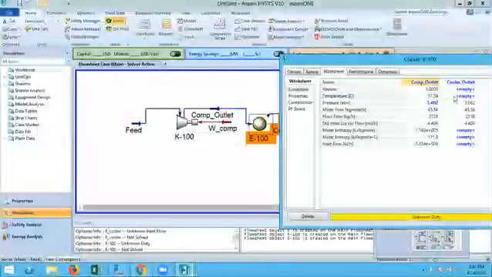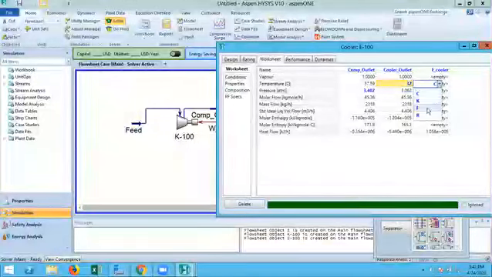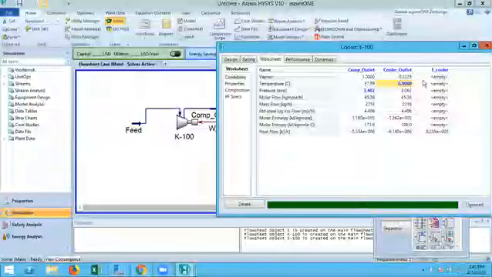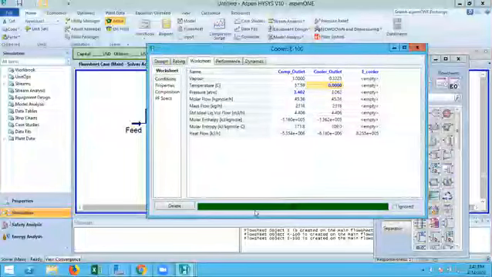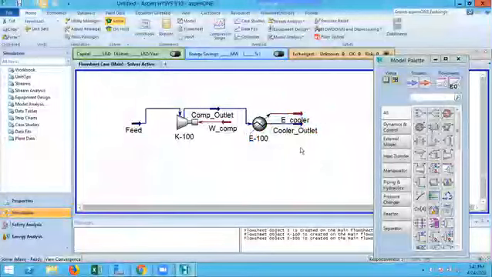So the outlet temperature has to be 32 degrees F. Okay, so it's 32 degrees F, as given in the problem. Now, as you can see, this stream is green, so everything is calculated for me here.